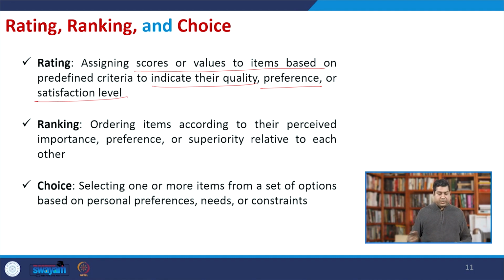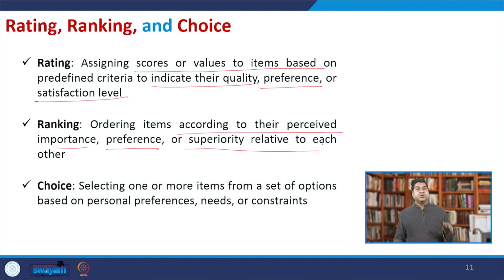Compared to that, ranking is ordering the items according to their perceived importance, preferences or superiority relative to each other. So for ranking, you need to compare with the others. If I give you 3 objects and ask you to rank them, you can still do that, 1, 2, 3. But if I give you 20 factors and ask you to rank them in terms of importance, it's not an easy task. How will you rank them? For that, scoring or rating is a better option. Then finally you convert that rating to a ranking.